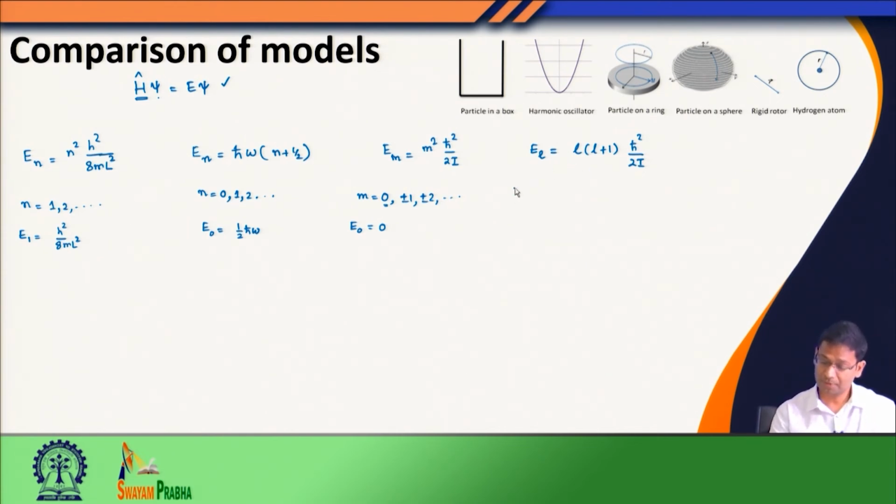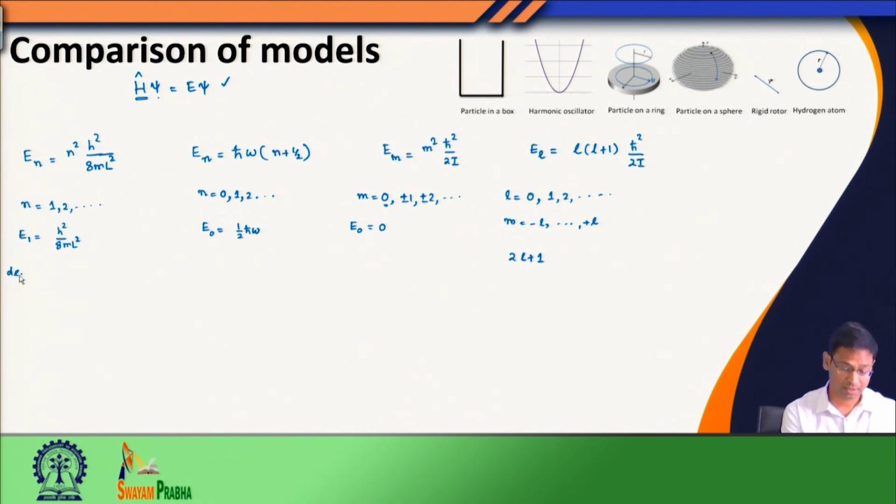Alright, so here what happens? L, what are the values of L? L can be 0, 1, 2 and so on and so forth. For each value of L, we have m going from minus L to plus L in the step of 1. So, therefore, for each value of L, we have 2L plus 1 number of m values. So, we will come back to the degeneracy. In this case, the degeneracy of the levels actually keeps changing. So, the degeneracy is 2L plus 1 here.